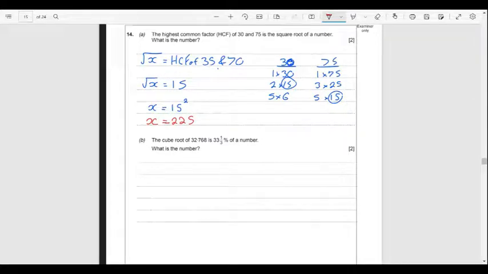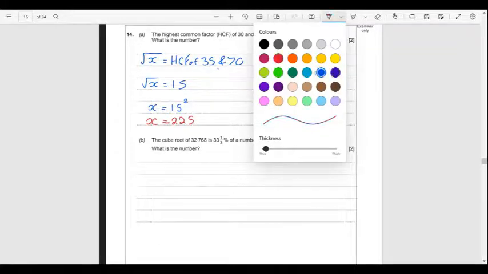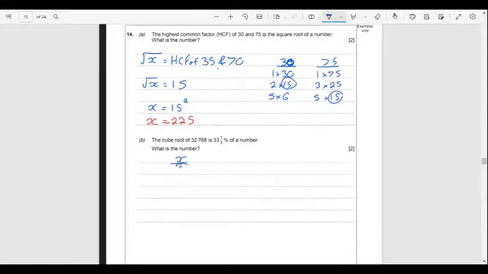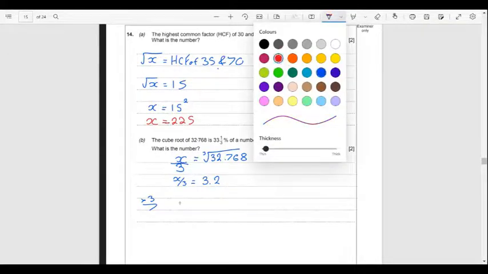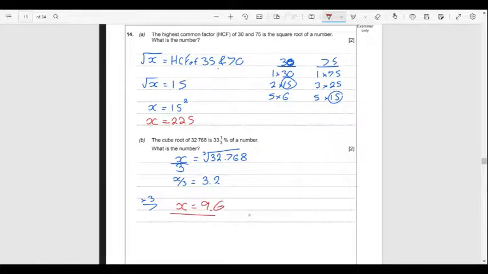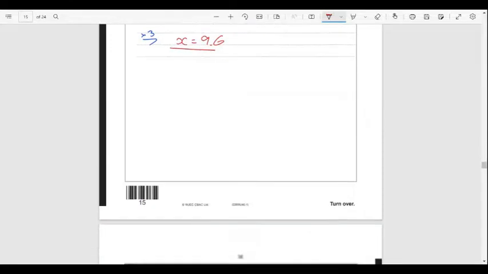Next one. The cube root of 32.768 is 1/3 of a number. Okay, so all that's saying is a third of something, so x divided by 3, is equal to the cube root of 32.768. If I evaluate the cube root of 32.768, x over 3, I get 3.2. And then if I multiply by 3 to get rid of this divide by 3, I get x is equal to 9.6. Keep forgetting this red pen. Nearly there. Next one.